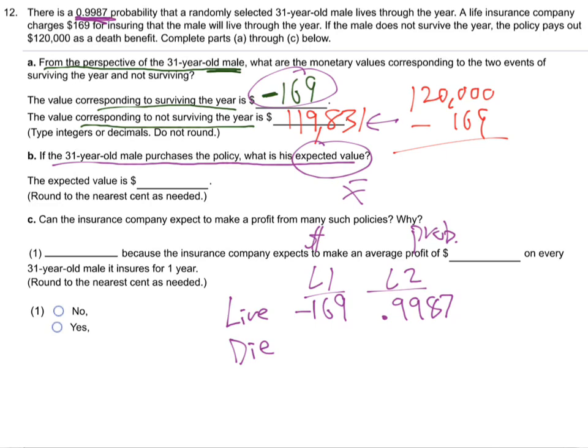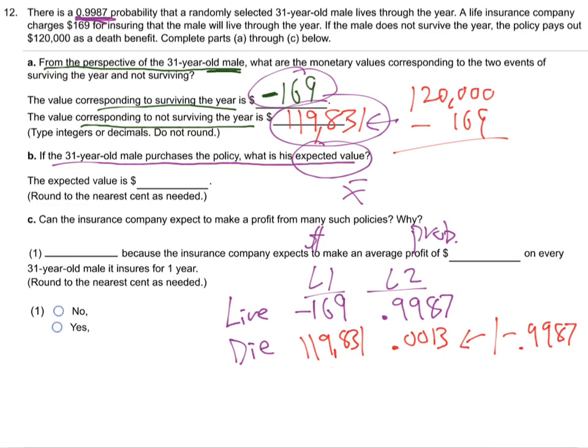Okay, and if he dies, what's the money for dying? That's the 119,831 number, right? If he dies, his loved ones profit 119,831. And now what's the chance he's going to die? 0.0013. You go 1 minus, don't you? If the chance he's going to live is 0.9987, then the chance he's going to die is 0.0013. And then just type them into your calculator. Hit the buttons, find the X bar. I'll do it too.